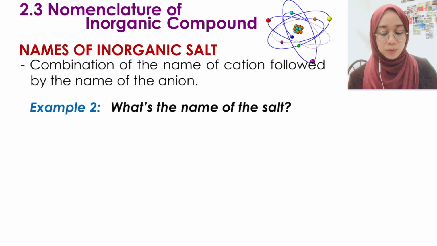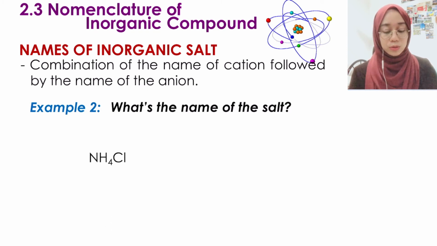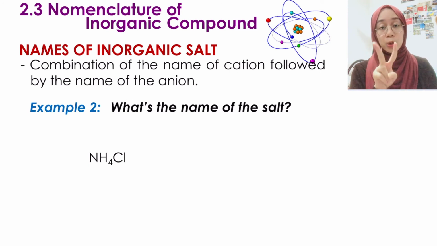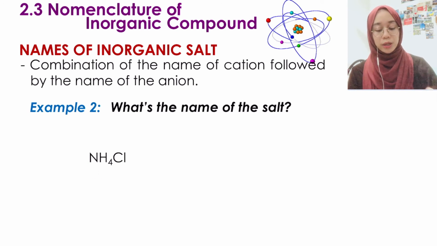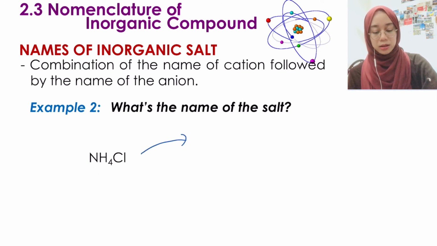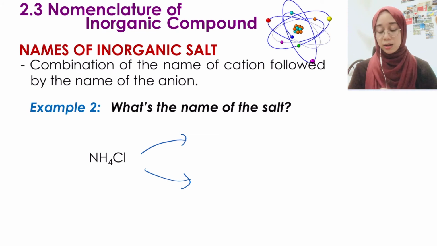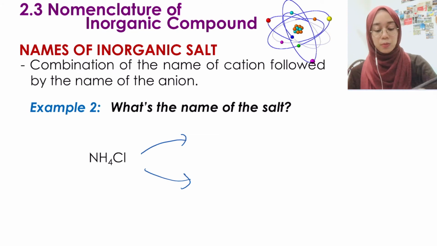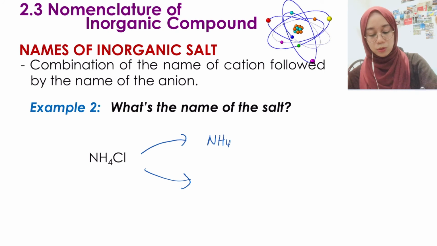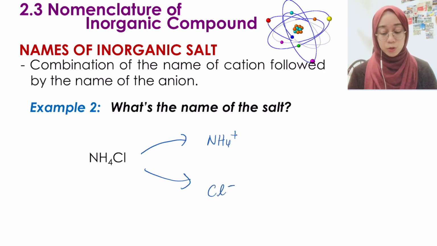So example 2 pula, what's the name of the salt given to you? The chemical formula. Okay, so in order untuk kamu tahu nama salt ni, bermaksud kamu kena tahu dahulu apa dua ion yang menggabungkan untuk menghasilkan this particular salt. Okay, so if we asingkan ion yang ada dalam ni, so apa yang kamu akan dapat adalah NH4+, okay, and also Cl-. So dua ni gabung, kamu akan dapat this particular formula.